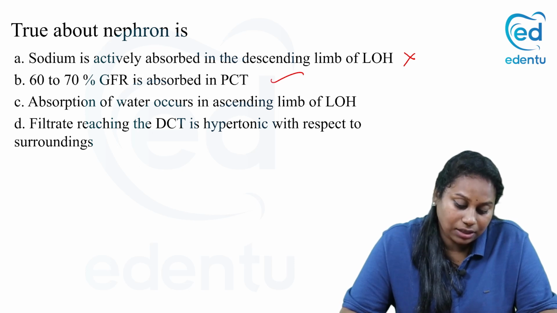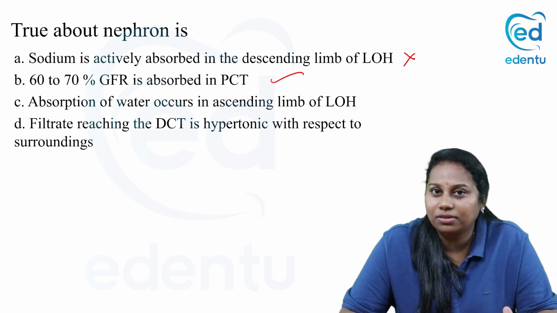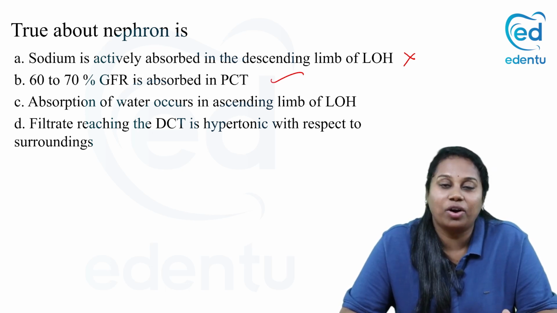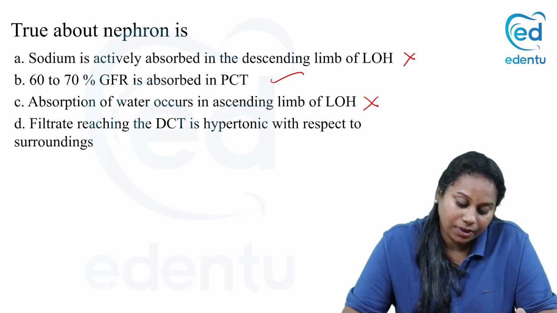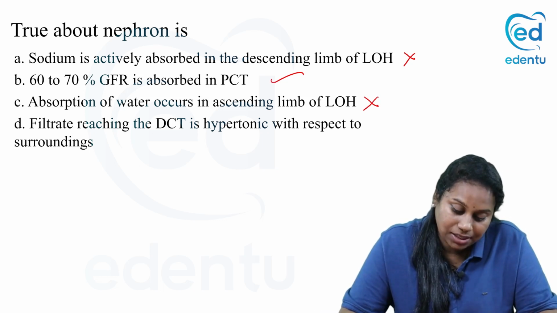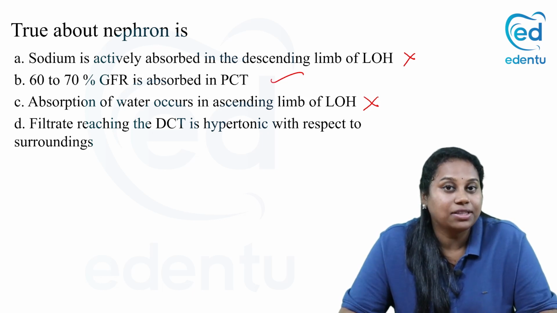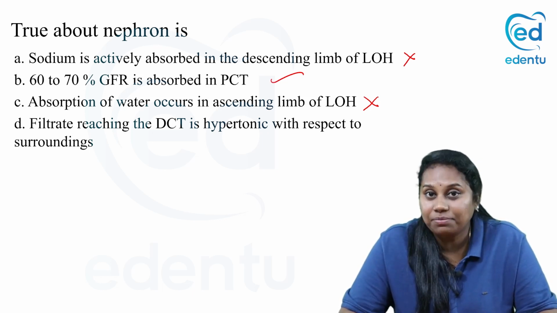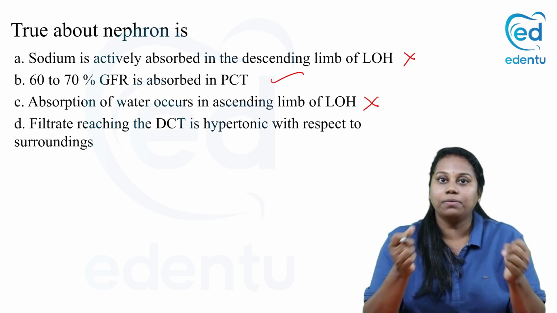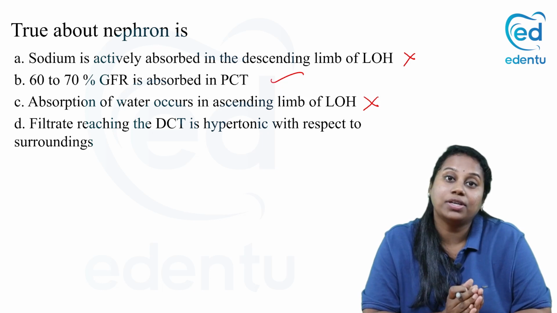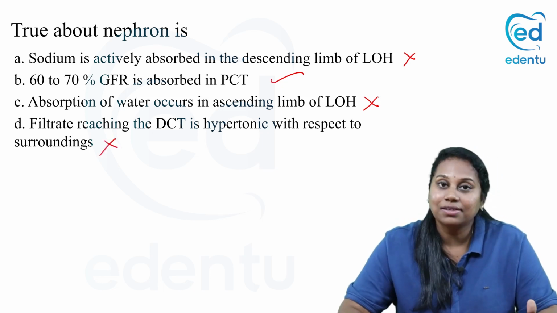Absorption of water occurs in the ascending limb of loop of Henle. Ascending limb, is it permeable to water? No, it is not permeable to water. It is permeable only to salts. So this is wrong. Filtrate reaching the DCT is hypertonic. So the fluid which comes out of the thick ascending limb, how is it? Is it hypertonic? In thick ascending limb, what is happening? Salts are reabsorbed, water is left over in the lumen. So it is hypotonic, not hypertonic. So thereby answer is B.